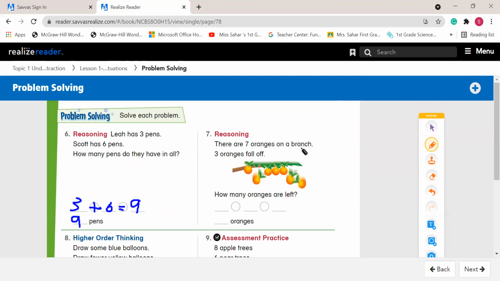There are 7 oranges on a branch. 3 oranges fall off. There were a total of 7, 3 fall off. So 3 are not there anymore. Very good, subtraction. So I'm gonna put 7 minus how many fell off? 3 equals. So I can draw a picture, or if I know, I will know that 4 plus 3 equals 7. So there are now 4 oranges on the branch.